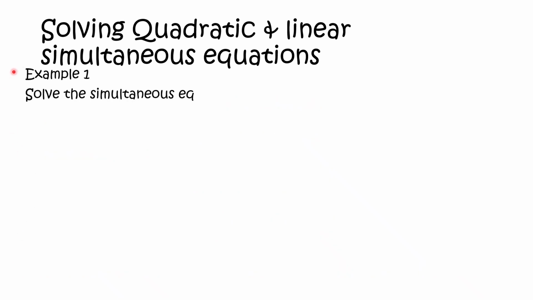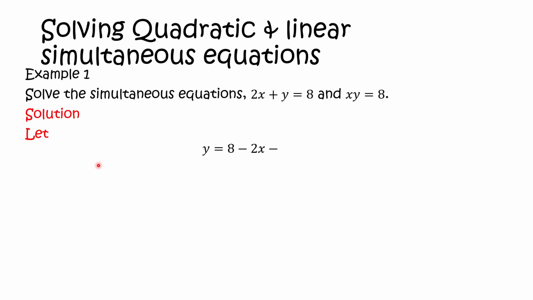Let's look at example 1. Solve the simultaneous equations 2x plus y equals 8 and x times y equals 8. Right, with this one over here, let y, the linear equation, 8 minus 2x be our equation 1, and xy equals 8 being our equation 2, the quadratic one.